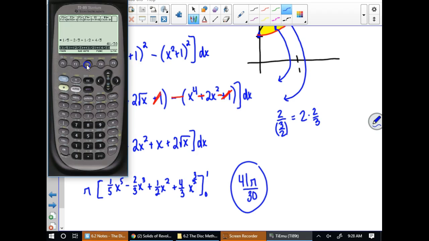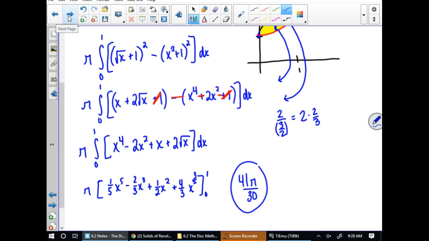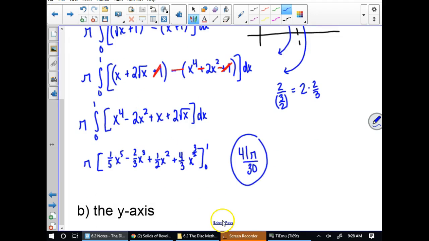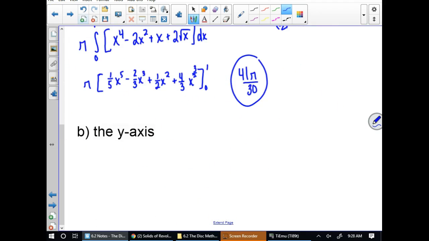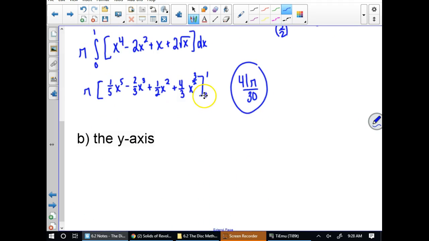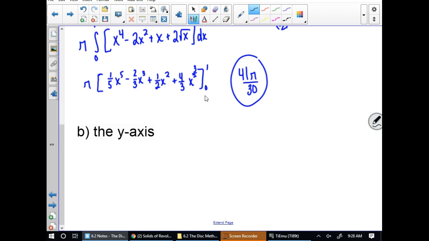I think it's cool. All right, we're going to do this, we're going to do the same problem. We're going to revolve it around the y-axis. So I'm going to copy down those equations here so I can see them. We had y equals the square root of x plus 1, and we had y equals x squared plus 1.